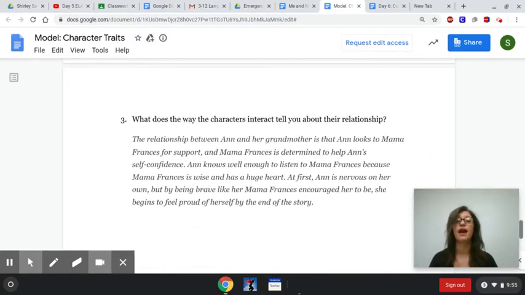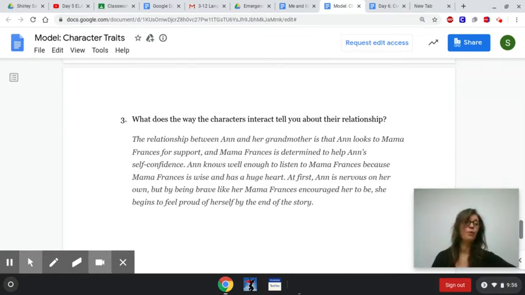What does the way these characters interact tell you about their relationship? So I wrote, the relationship between Anne and her grandmother is that Anne looks to Mama Frances for support, and Mama Frances is determined to help Anne's self-confidence. Anne knows well enough to listen to Mama Frances because Mama Frances is wise and has a huge heart. At first, Anne is nervous on her own, but by being brave like Mama Frances encouraged her to be, she begins to feel proud of herself by the end of the story.